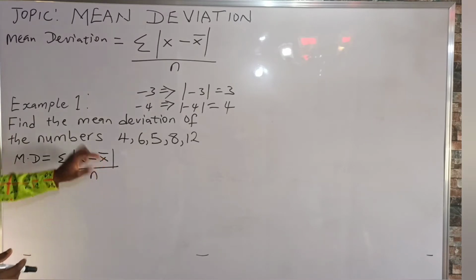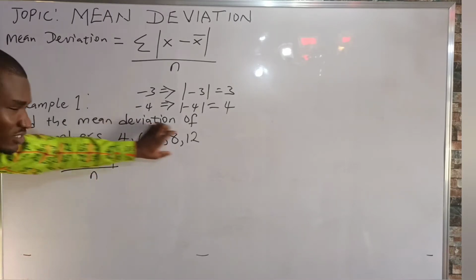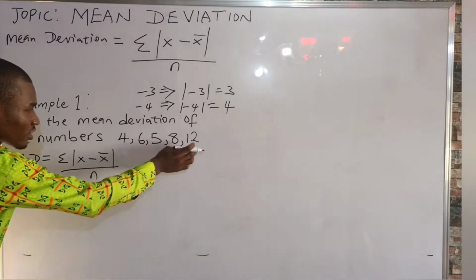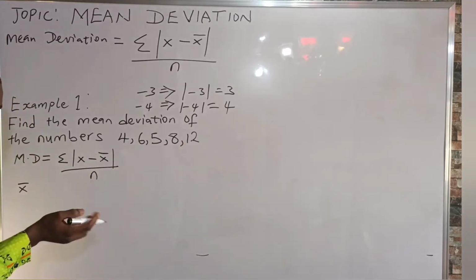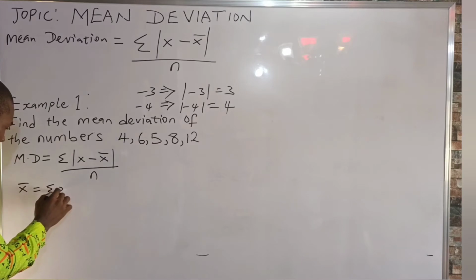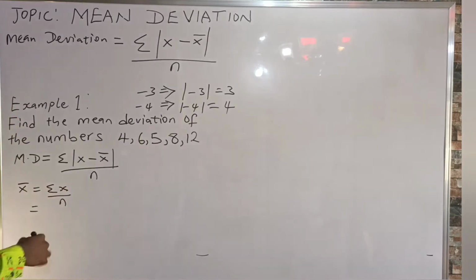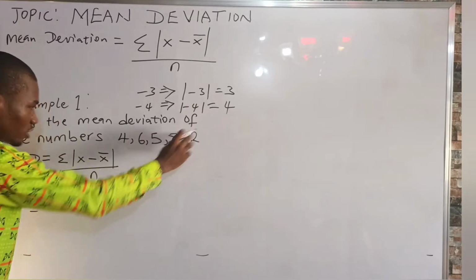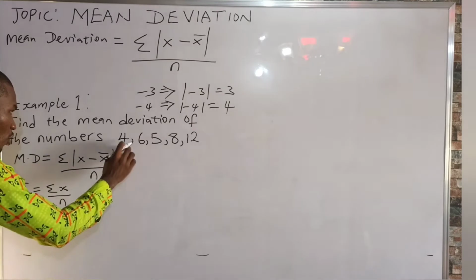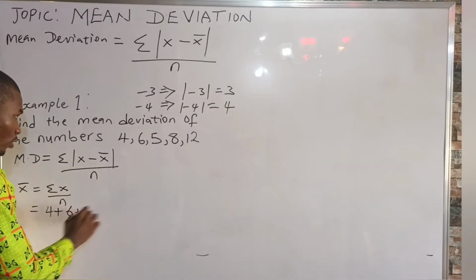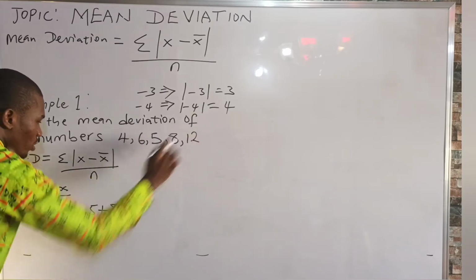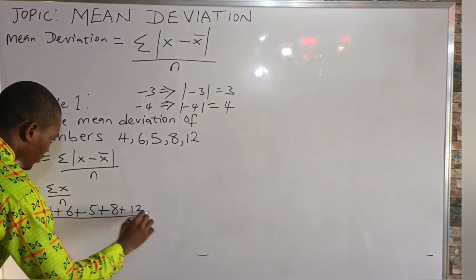So we shall first of all find the mean of this data. Remember, x bar simply stands for your mean, and the formula for finding the mean of a given set of data that does not involve frequency is the summation of x all over n. Remember that the summation of x simply means to sum all these scores here. So let's sum it together: 4 plus 6 plus 5 plus 8 plus 12, then all over n.